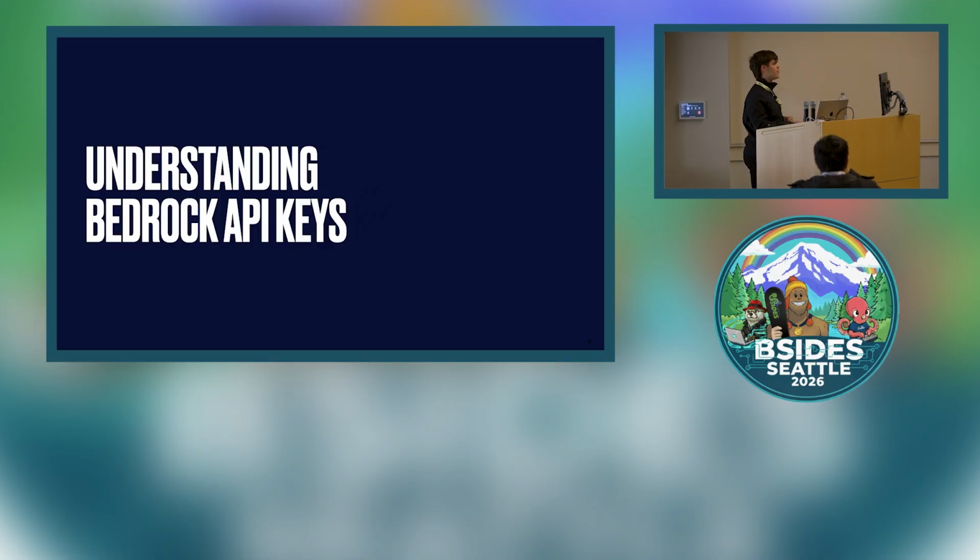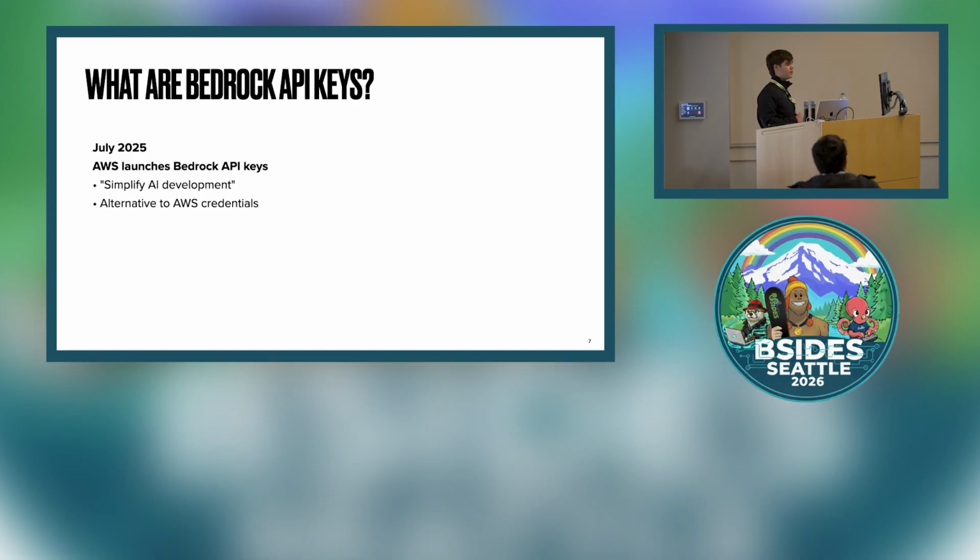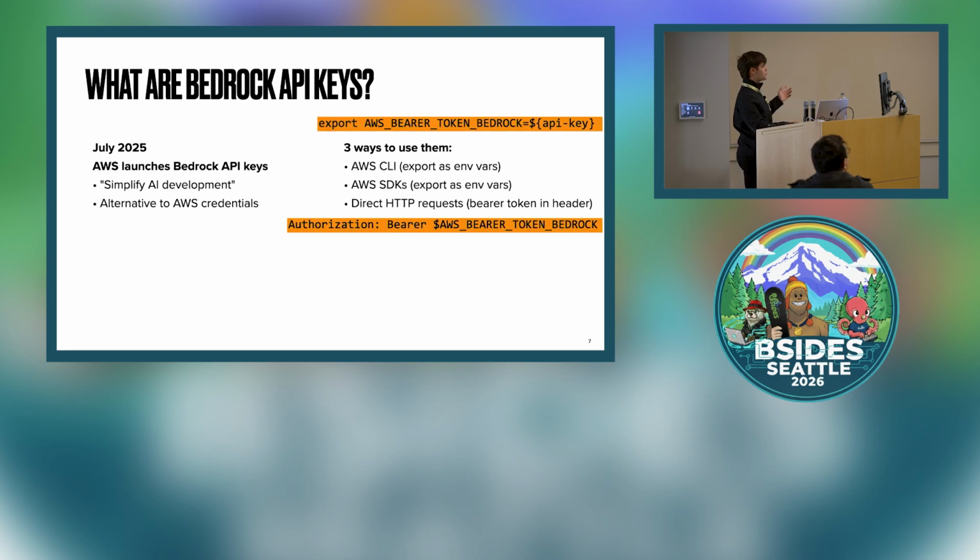So what are Bedrock API keys? As I told you before, they were launched in July of last year as an alternative to AWS credentials to interact with Amazon Bedrock. There are three ways to use them: as environment variables through the AWS CLI or the AWS SDK, and you can also use it as a bearer token in the authentication header if you want to directly talk with Bedrock using HTTP requests.